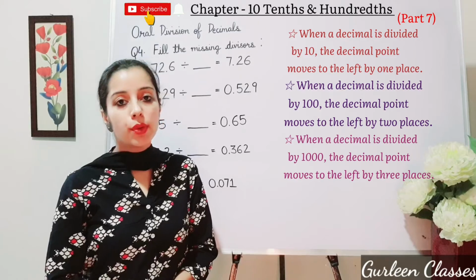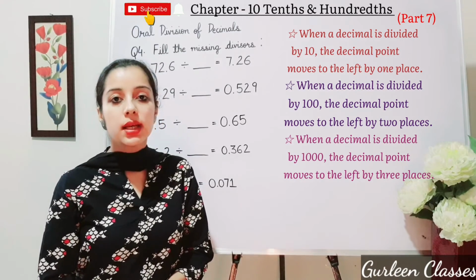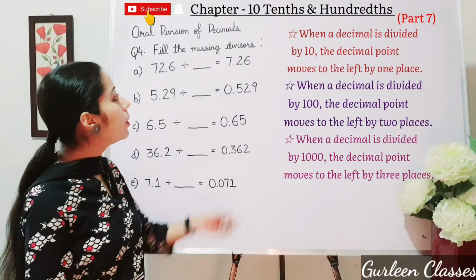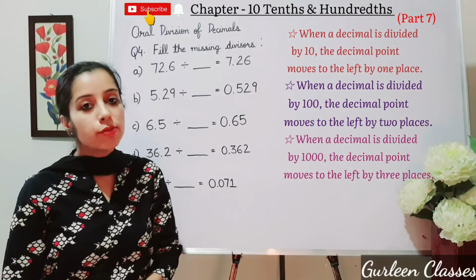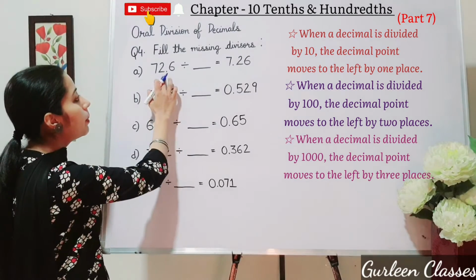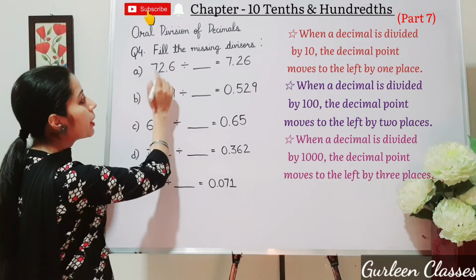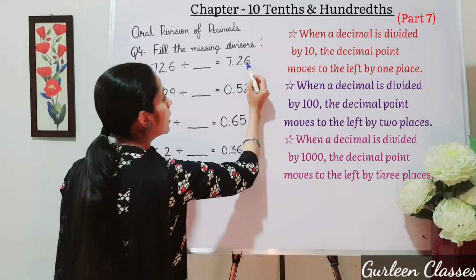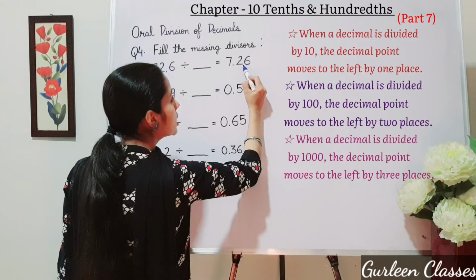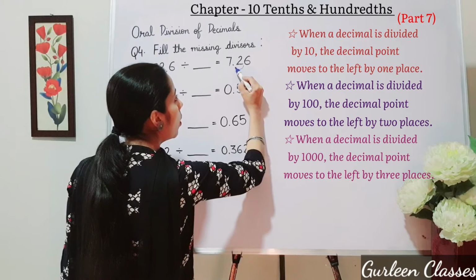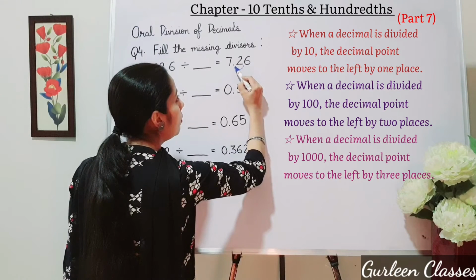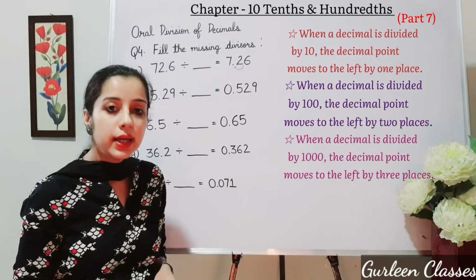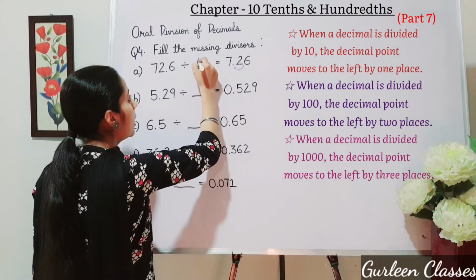Now question number 4. Fill in the missing divisors. A bar: 72.6 divided by dash is equal to 7.26. First let us see here. The number is 72.6. The decimal point was between 2 and 6. So it was here. We shifted the decimal point to the left by 1 decimal place. When we shift the decimal point to the left by 1 decimal place, we divide by 10. So it will be divided by 10.